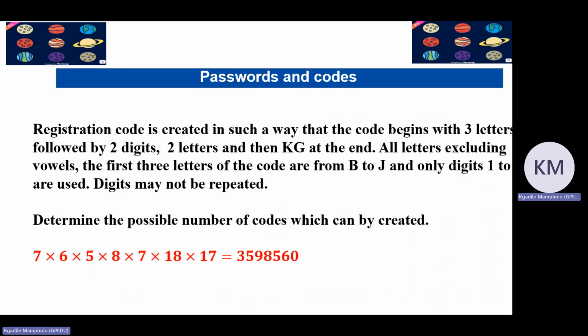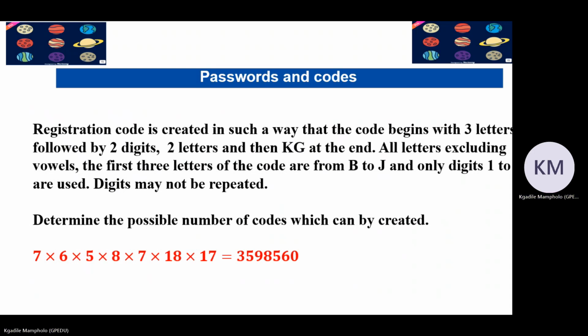So now you go on and say the 3 letters must be followed by 2 digits, and then remember only digits. We say 2 letters and then the digits 1 to 8. So I think 8, it is cut 8 here, 1 to 8. I think rectify that, 1 to 8. So that's why we say 8. It means when you choose out of 8, the first digit you choose out of 8, the second you choose out of 7, because repetition is not allowed.